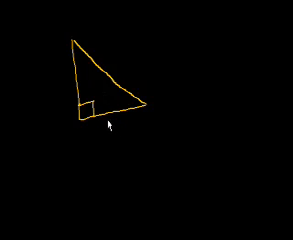If I were to tell you the length of this side is 5, and if I were to tell you that this angle is 45 degrees, can we figure out the other two sides of this triangle? Well, we can't use the Pythagorean theorem directly, because the Pythagorean theorem tells us that if we have a right triangle and we know two of the sides, that we can figure out the third side.